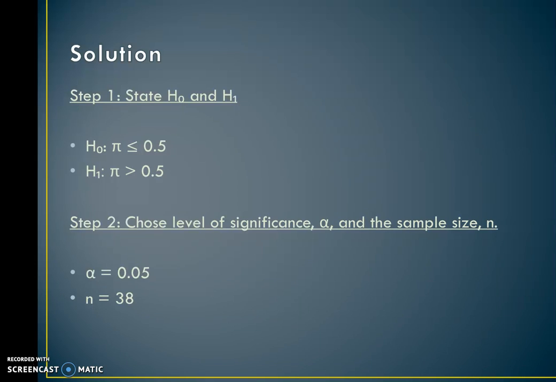In step 1, we must state the null and alternative hypothesis. For this test, our null hypothesis is that the proportion is less than or equal to 0.5 or 50%, and our alternative hypothesis is that the proportion is greater than 50% or 0.5. For step 2, we choose a 5% level of significance and a sample size of 38.